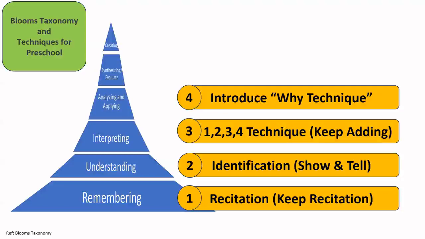So to analyze it, applying it, here you start the why technique. Once the child is comfortable in the three stages, you adopt why. Without understanding, without interpretation, if we are applying why, the child will be confused because the child is not able to interpret them. The child does not have enough information about the product or about that object we are talking about.